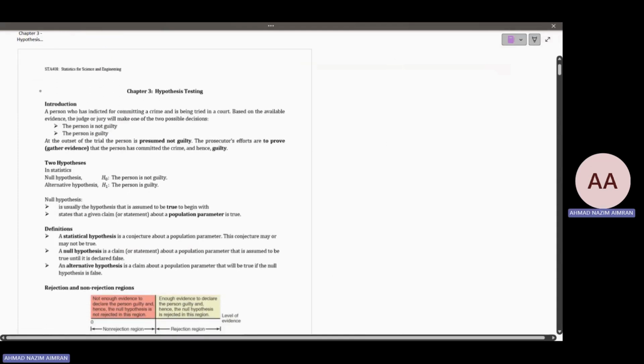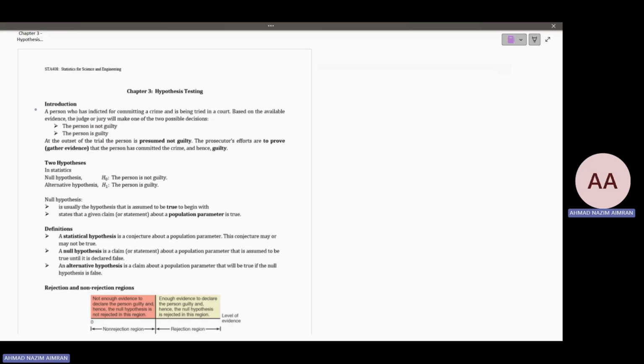All right. So let's look at the introduction. A person who has been indicted for committing a crime is being tried in the court. Based on the available evidence, the judge or jury will make one of two possible decisions. Whenever a person is indicted for committing a crime in the court, there are only two possible decisions. It is either the person is found not guilty, or the person is found guilty.